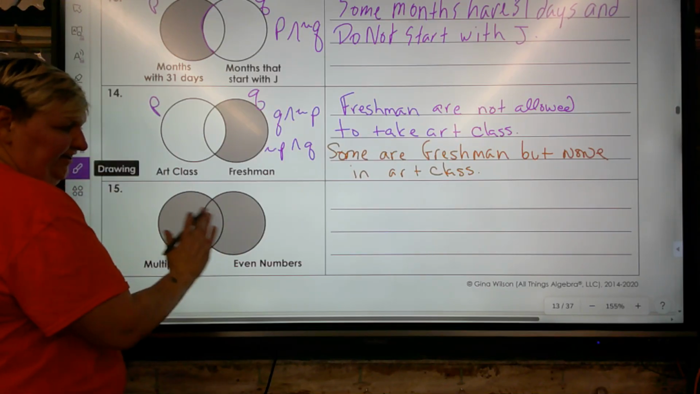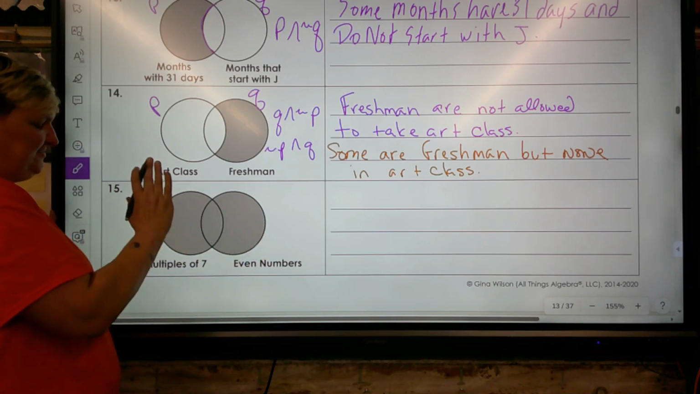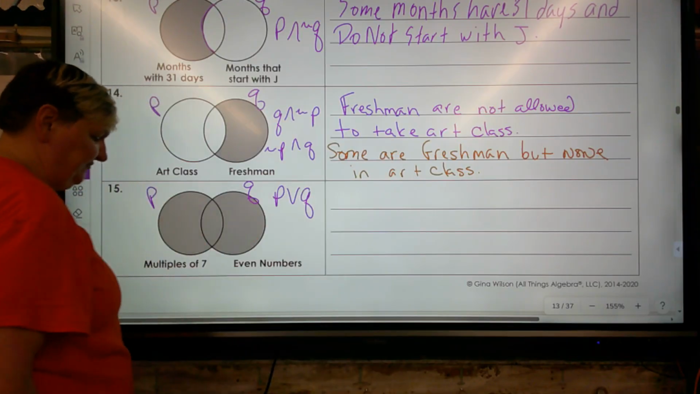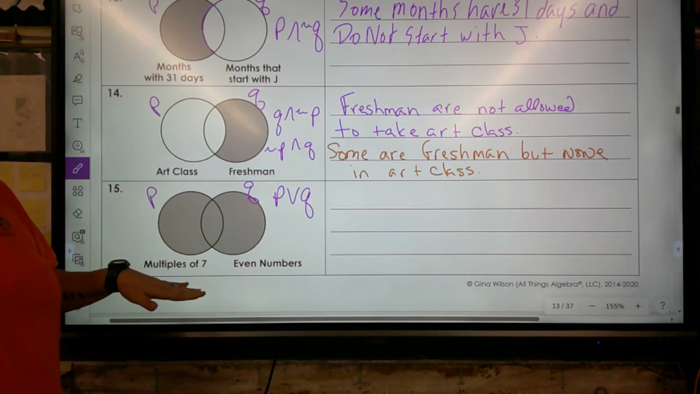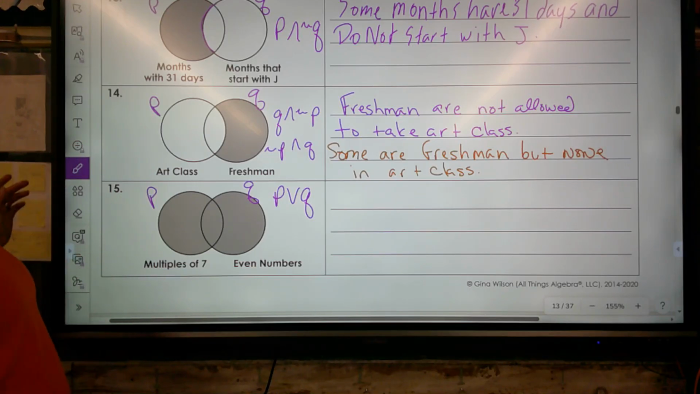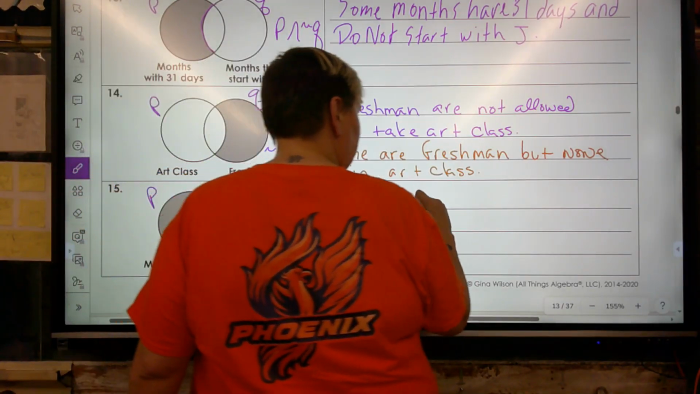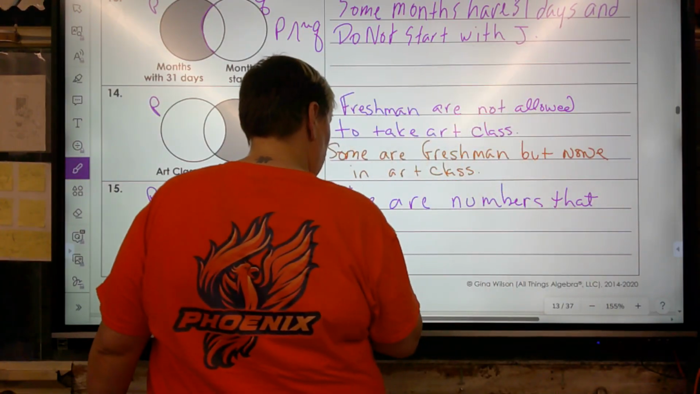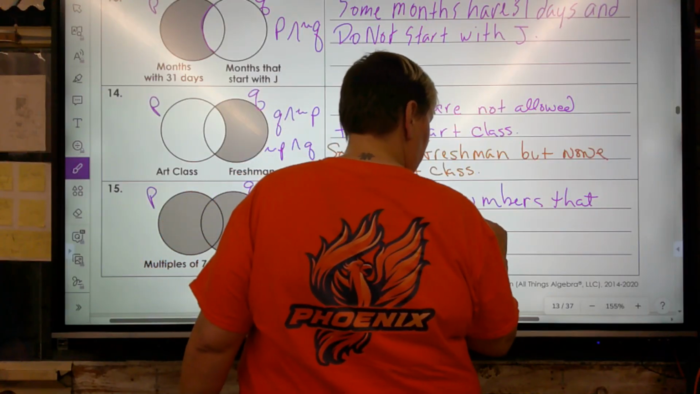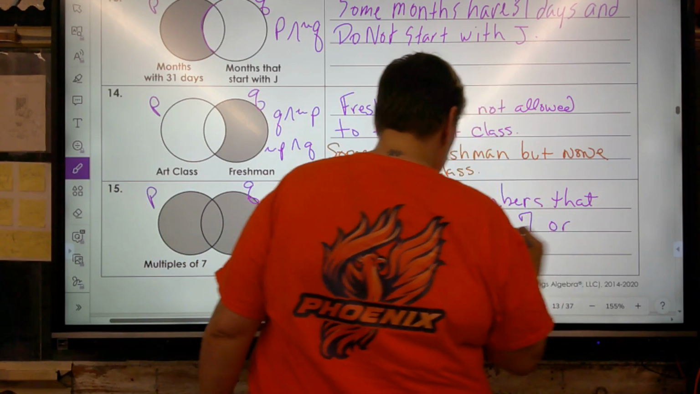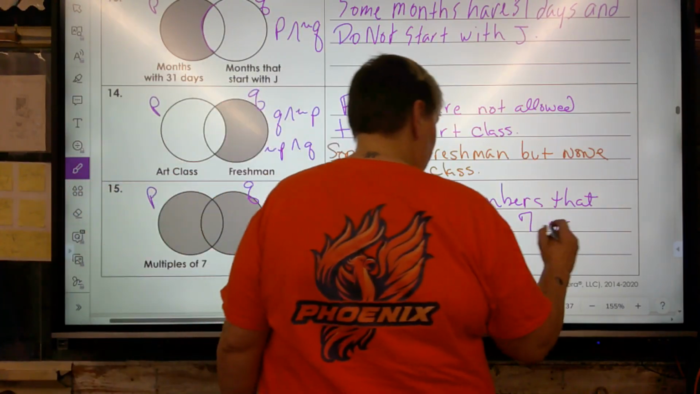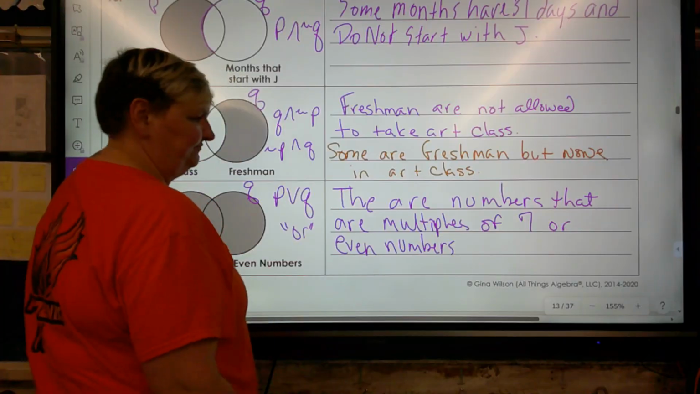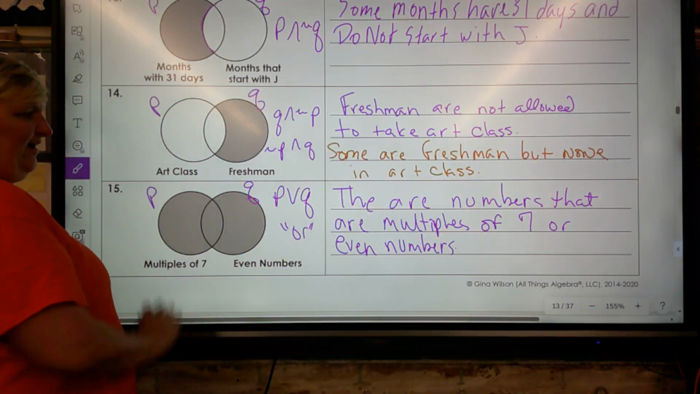Because everything is shaded in, it's an or, because it's P or Q. Everything is shaded in. P or Q. So, multiples of 7, there are numbers that are multiples of 7 or even numbers. There are numbers that are multiples of 7, or, that's our word here, or even numbers. Because it's or, everything qualifies. Everything gets shaded.